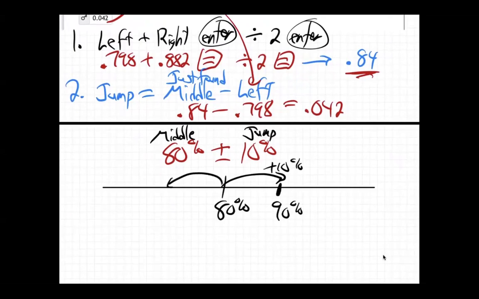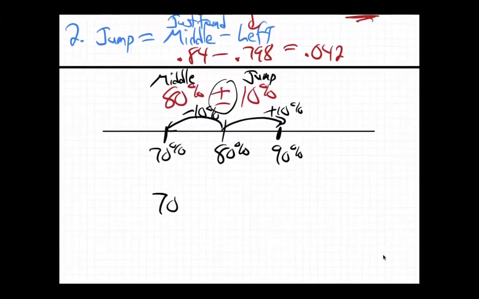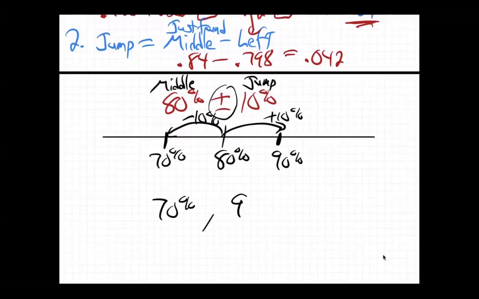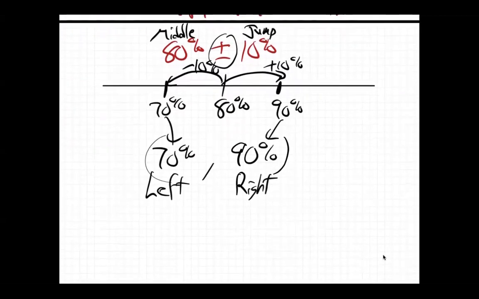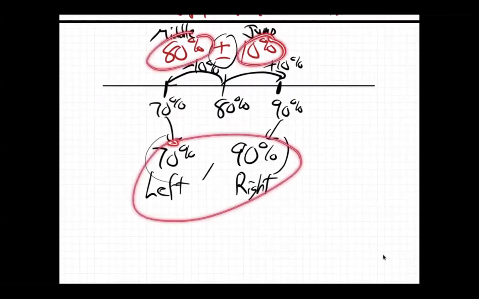Could be 90% of the class will pass, or it could be lower by 10%, right? Higher or lower by 10. So that'd be down to 70%. So what I'm really saying is I think from 70% to 90% of the class is going to pass. That's the left and the right. Do you see that those are two ways of saying the same thing? That's what I want you to see. When we change formats from middle plus or minus jump to left, right, those are two ways of saying the same thing, aren't they?